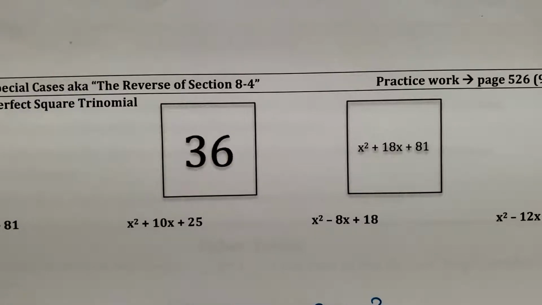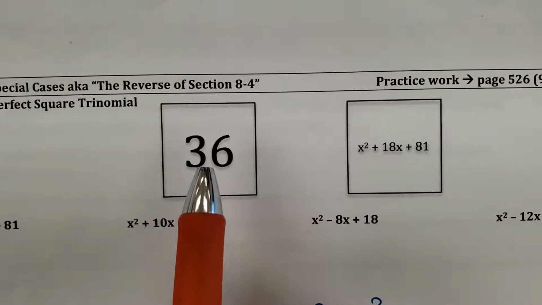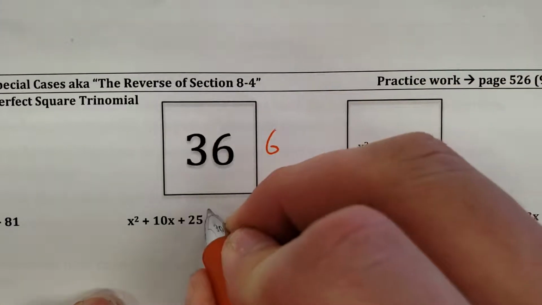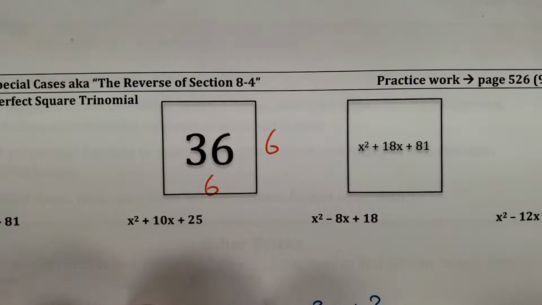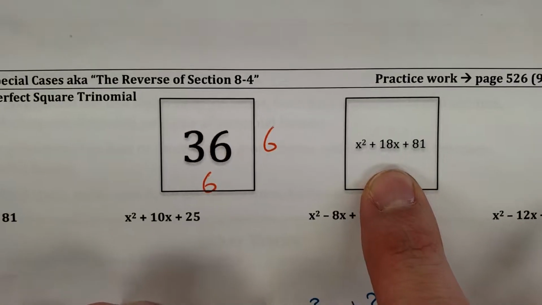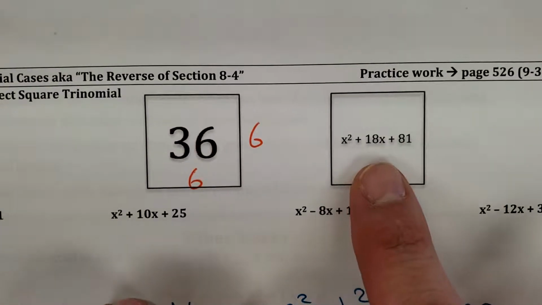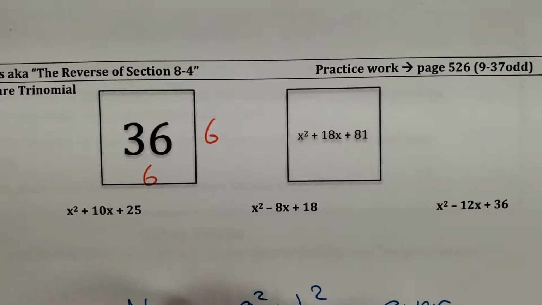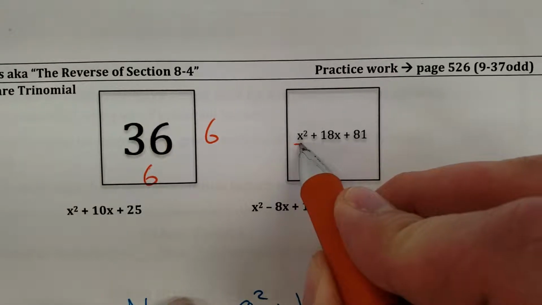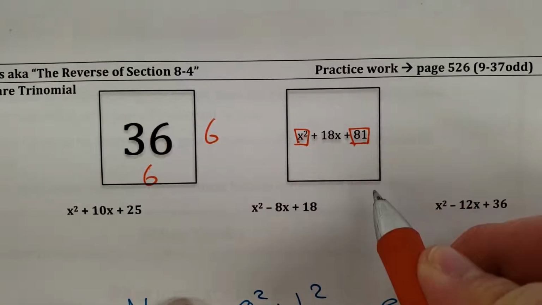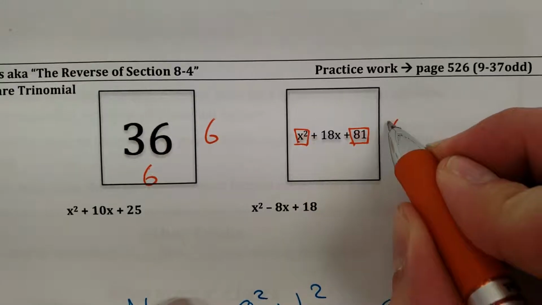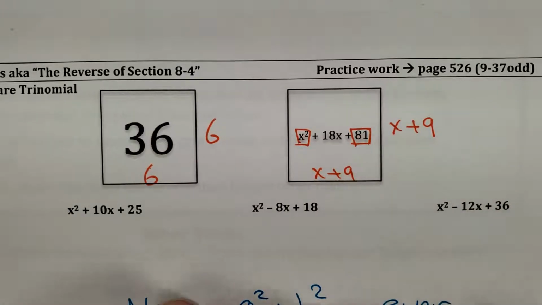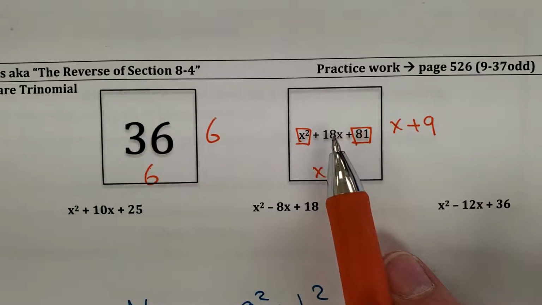Perfect squares. If I told you this perfect square had an area of 36, you, a smart student, would know that the side lengths would have to be 6 and 6. That's it. What if it was a trinomial? Well, this is a perfect square trinomial. It starts with a square and it ends with a square. So I'm guessing it used to be x plus 9 times x plus 9. Now let's double check to make sure it's right, because this middle number could throw you off.